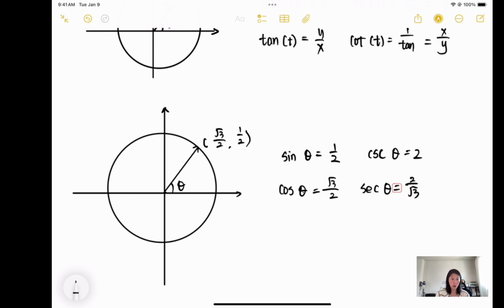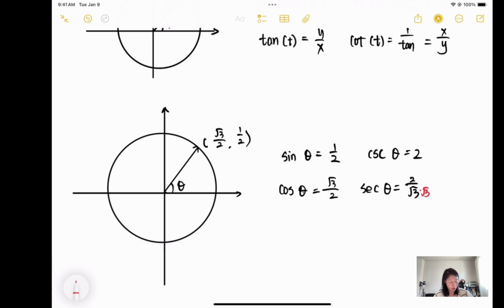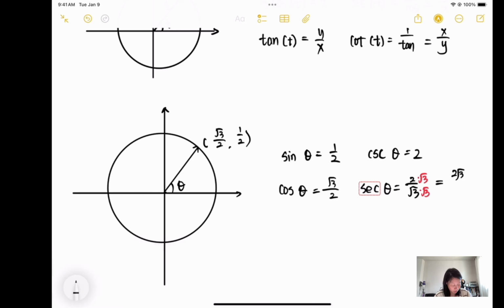In here, I want you to rationalize the denominator. What does that mean, rationalize? Rationalize means I don't want to see the square root in the denominator. That means you need to multiply the square root of 3 on both the top and bottom. So you will get 2 times square root of 3 on top, and on the bottom you will get 3. That's how you rationalize the radical.